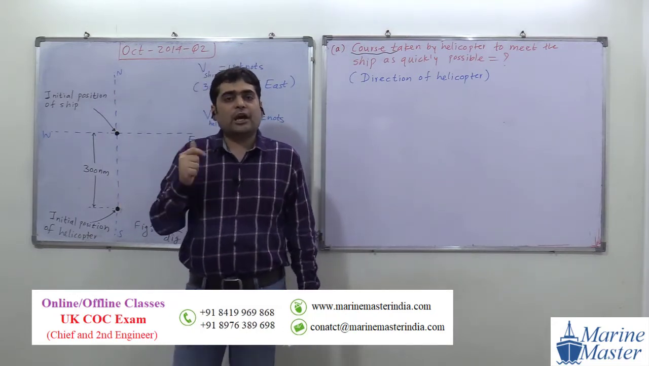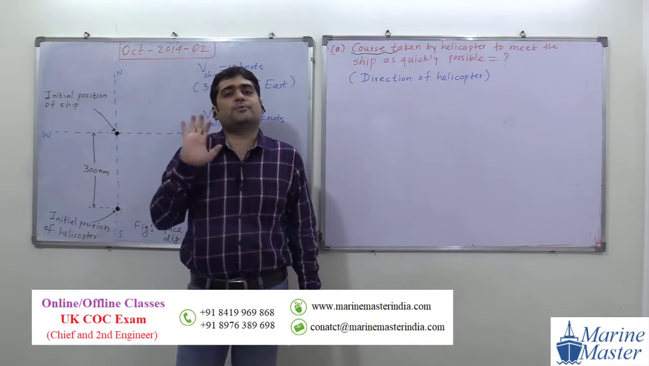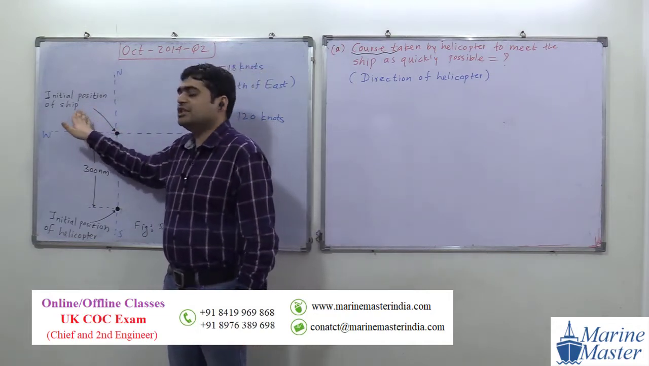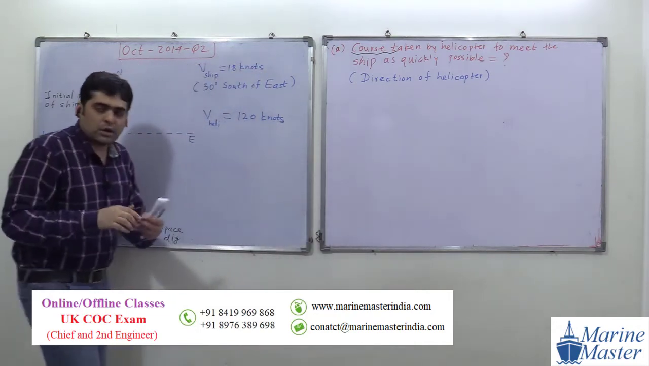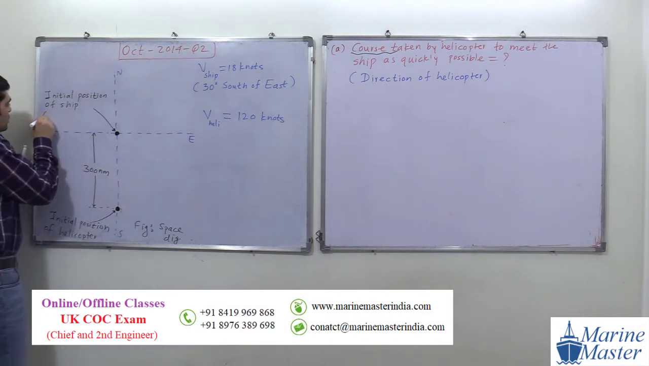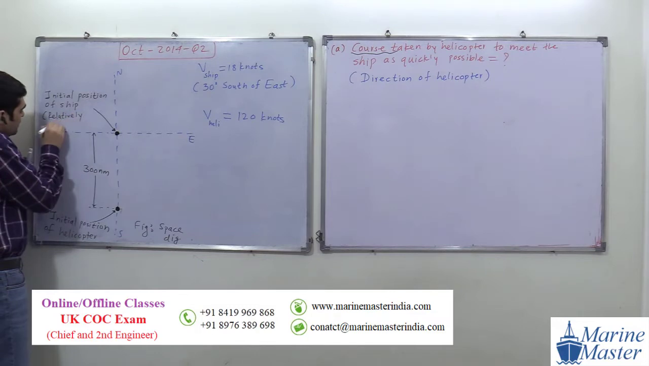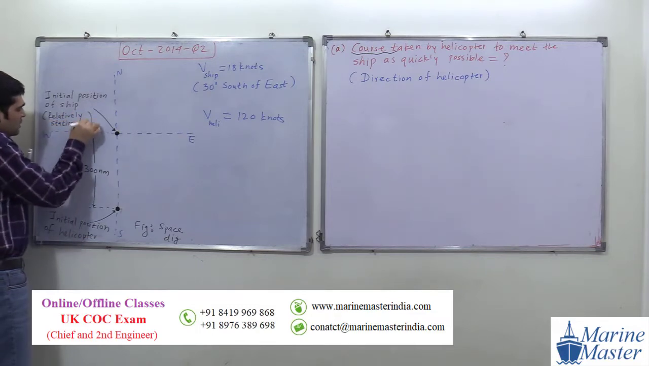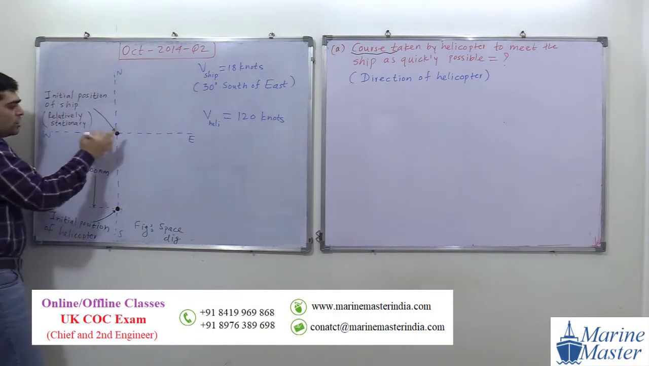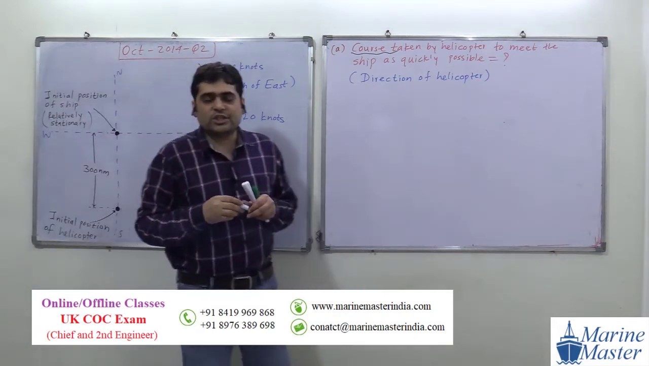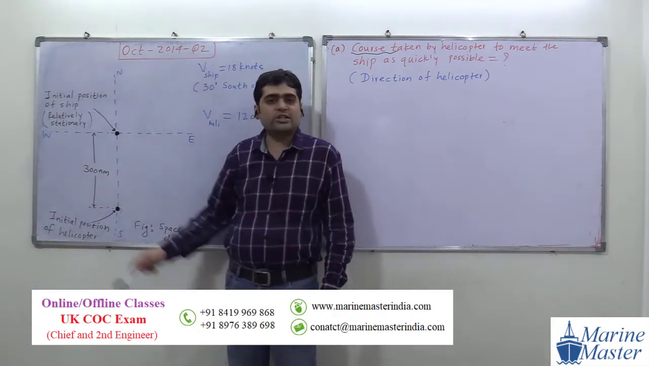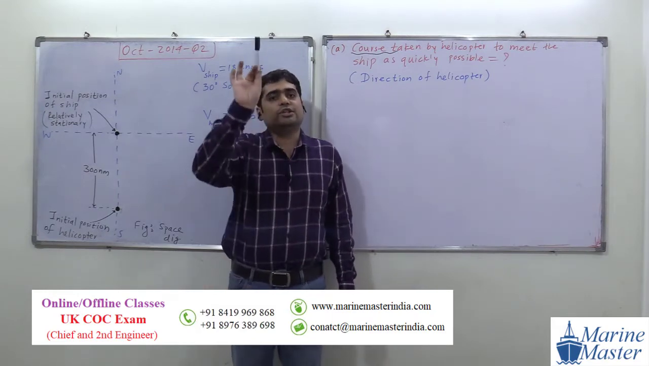Suppose the helicopter wants to meet the ship as quickly as possible. Suppose we are going to make the ship relatively stationary. Do you get the meaning of the words relatively stationary? Relatively stationary means the observer is on the ship.